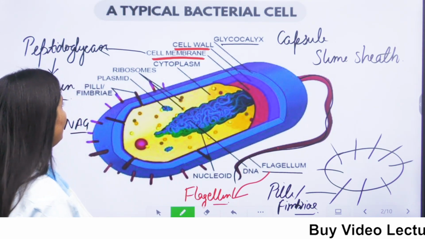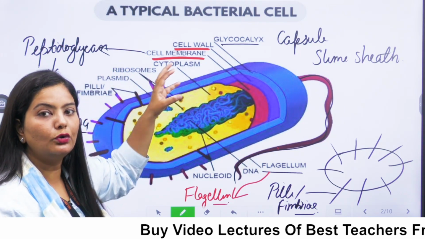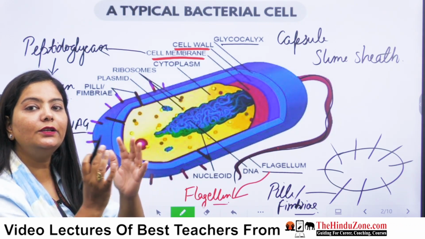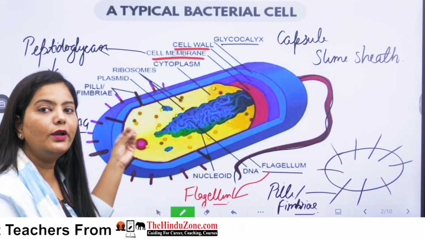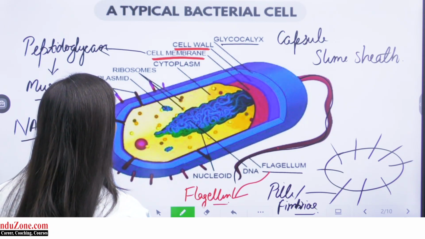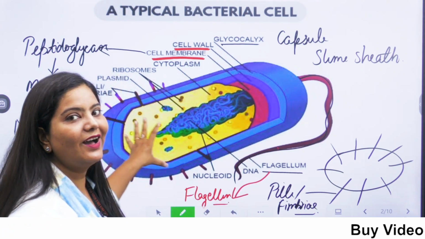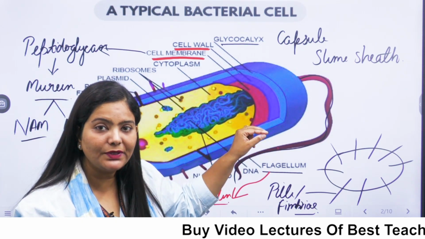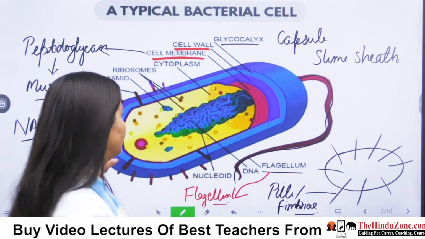Now, these pili are not a mode of locomotion. They are used for cell-to-cell attachment for the purpose of colony formation, or as I have shown you, for conjugation. Now, these prokaryotic cells don't have any eukaryotic organelle except ribosomes. That too has a difference.